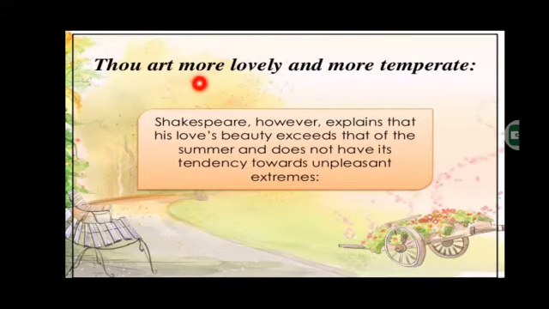Thou art more lovely and more temperate. Here he says that my beloved is more lovely, more temperate. Shakespeare, however, explains that his love's beauty exceeds that of the summer and does not have its tendency towards unpleasant extremes. So he says that his beloved surpasses the beauty of a summer's day, because there is no extreme to his beloved, right?